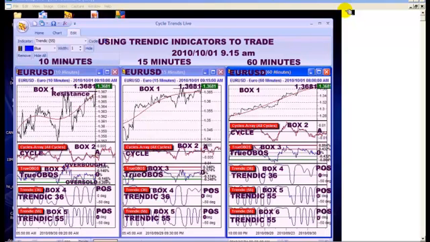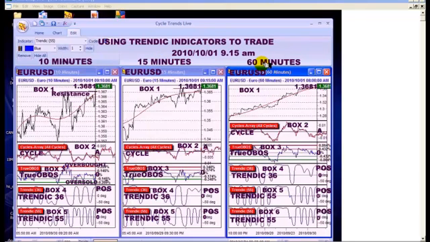So the first thing we are going to do is to analyze the euro dollar in 3 periods. We tile these periods side by side so that we can examine the indicators at the same time in the 3 periods. And the graph shows them from left to right, the 10, 15 and 60-minute periods. So here we have the euro dollar at 9:15 a.m. on the 1st of October 2010, and it has been tiled to show 3 periods. On the left side here we have the 10-minute period, in the middle the 15-minute period, then the 60-minute period.